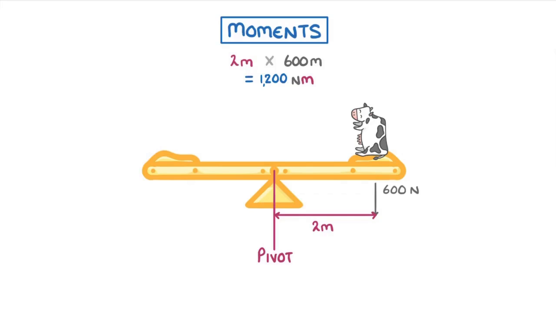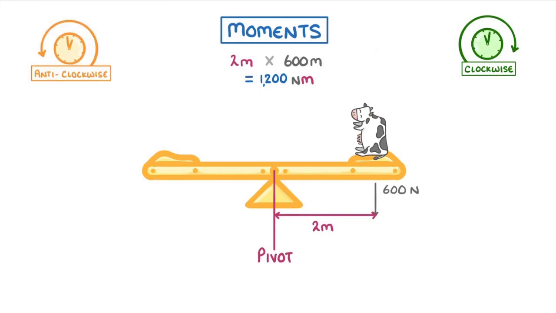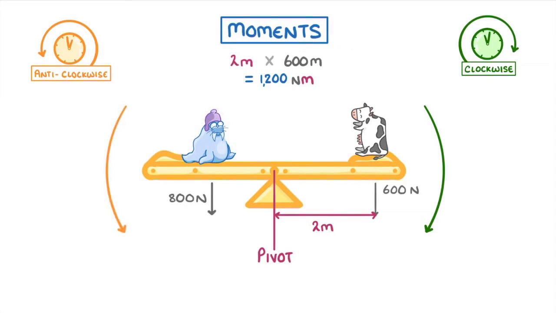Because moments are turning effects, we talk about them in terms of clockwise or anticlockwise, rather than up or down. So comparing it to our pivot, we can see that this one would be a clockwise moment. Whereas if we applied a downwards force to the other side, this would create an anticlockwise moment. In order to work out the overall movement of the seesaw, we're going to have to take into account both of these moments and see which of the two is bigger.